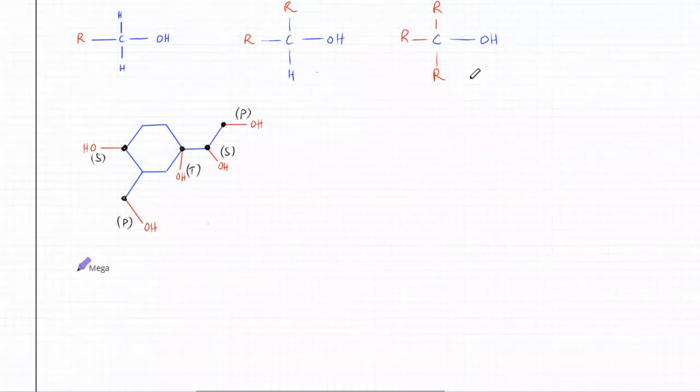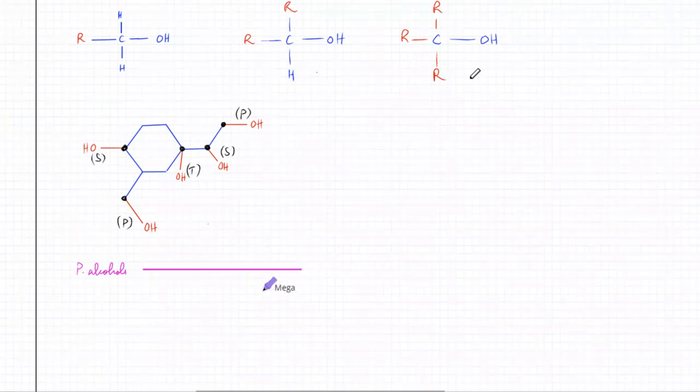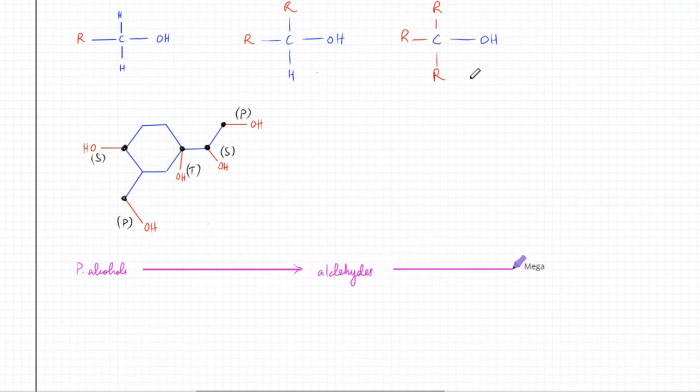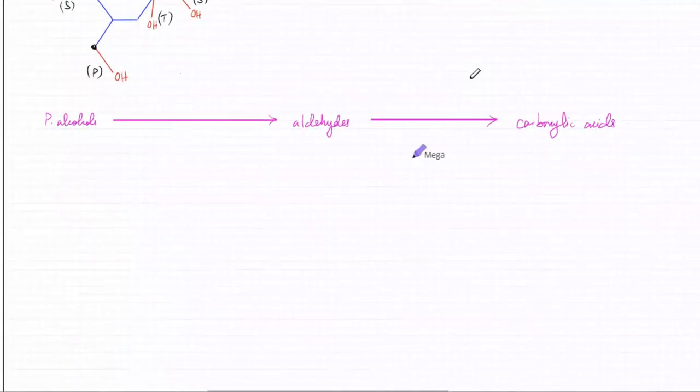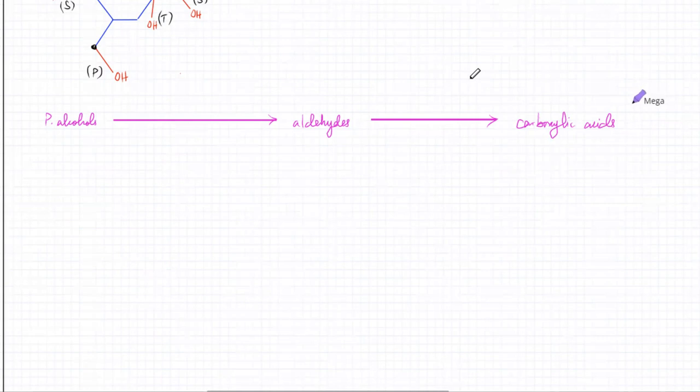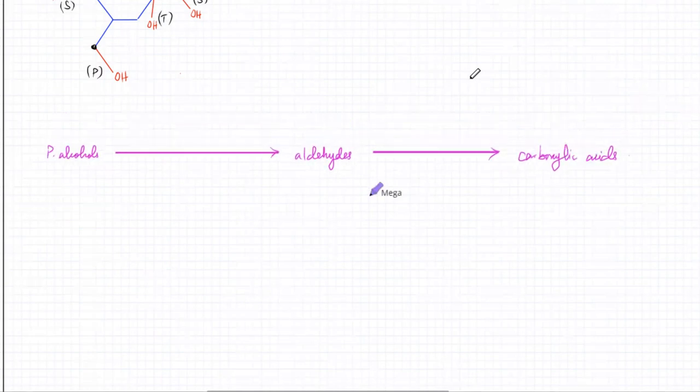So starting with the first one, you've got your primary alcohols. Now, primary alcohols will get oxidized first thing. They will get oxidized to aldehydes first, and after that, they will get further oxidized to carboxylic acids. So this is their whole chart that you have to remember: primary alcohols turn into carboxylic acids. And remember, only that carbon will change.